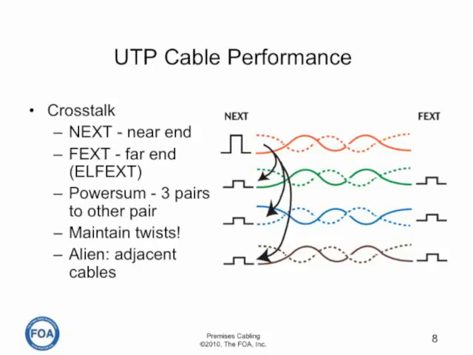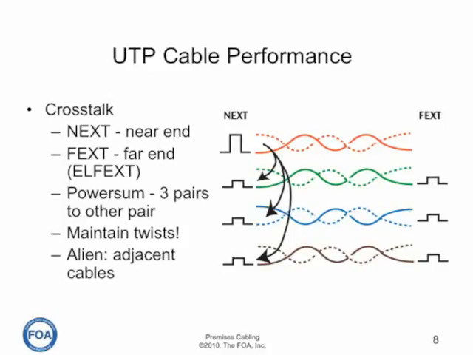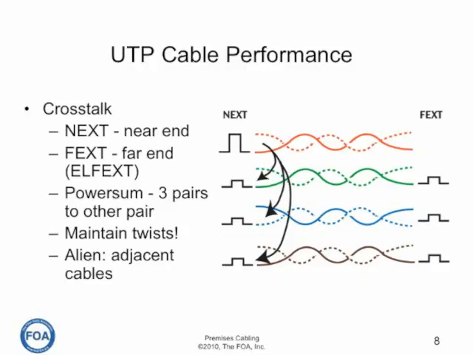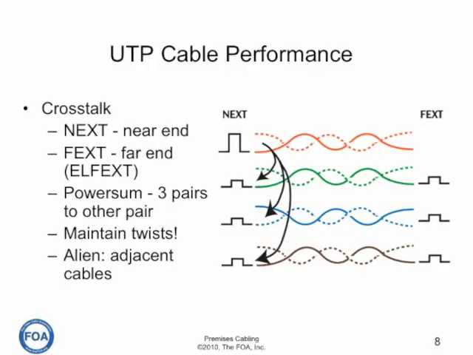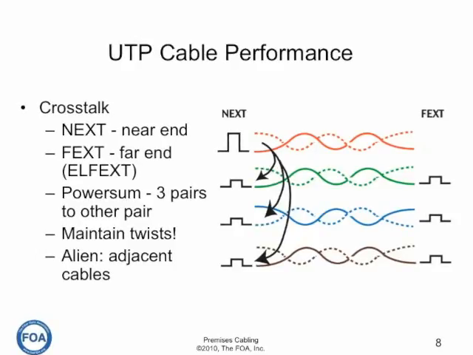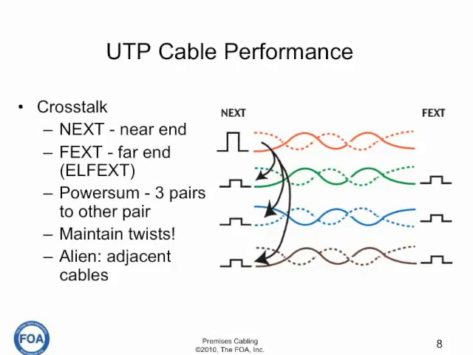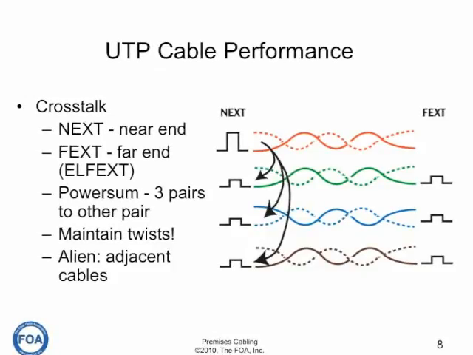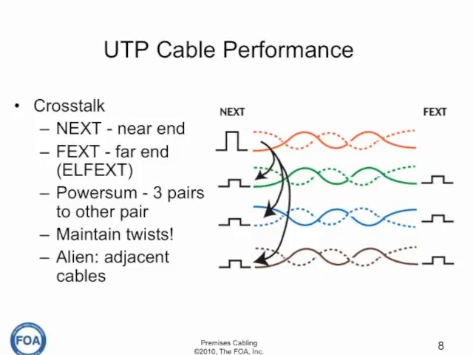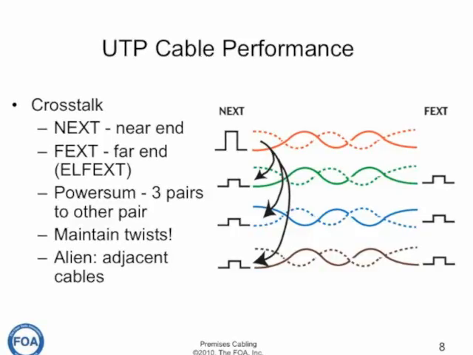Power sum crosstalk, which has been required for all cables since Category 5, refers to the coupling of signals from 3 pairs to the other pair. It's necessary because these cables now transmit signals in all 4 pairs at once. It's important at all the jacks and plugs and punchdowns to maintain the twists as close as possible, because that's where most crosstalk occurs. With Category 6A cable, there's another problem, and that's alien crosstalk, going from cable to cable.